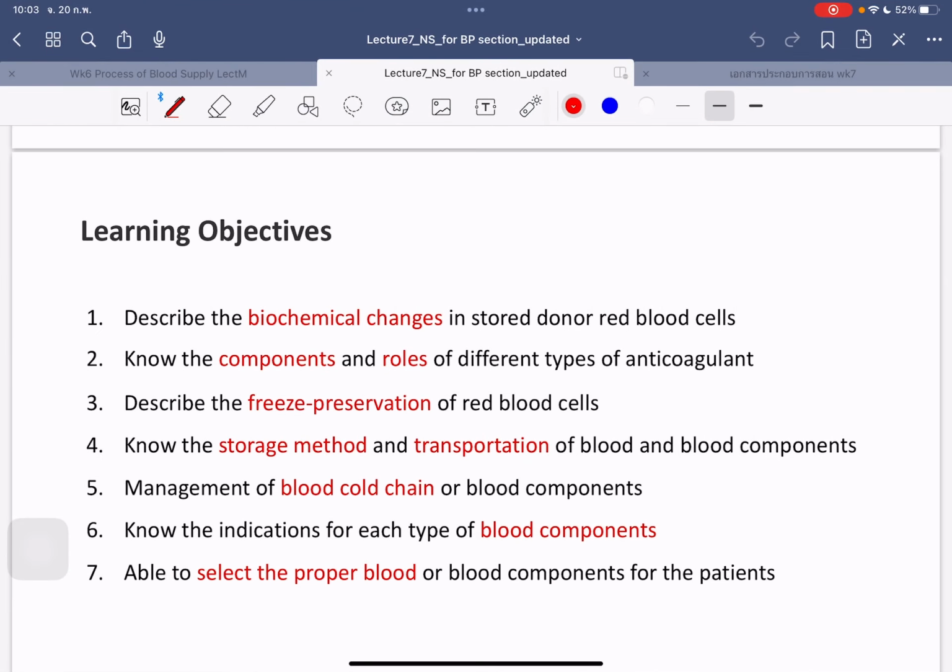in the red blood cell storage. And the second one, do you learn about blood component of each blood component in the blood bank?